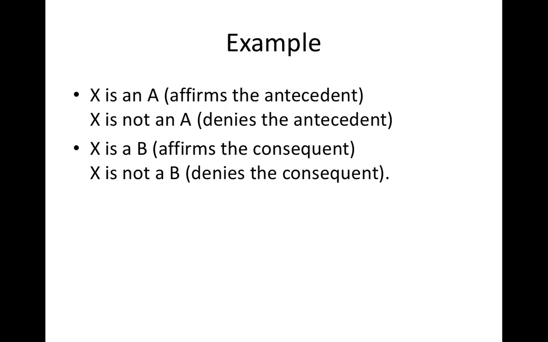Look at the examples here. X is an A, affirms the antecedent. X is not an A, denies the antecedent. X is a B, affirms the consequent. X is not a B, denies the consequent.